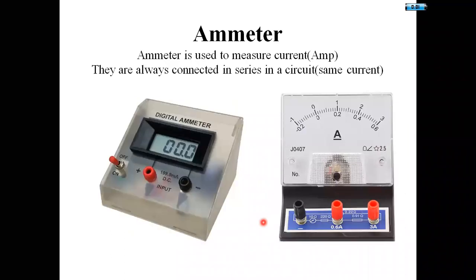And next one is the ammeter, which measures the current. Its unit is amperes. These are always used in series. Why? Because the same current flows in a series circuit. This is the digital ammeter and this is the analog type of ammeter. The range may be microamperes, and milliamperes range is also available. These are the terminals: red terminal indicates positive, black terminal indicates negative.